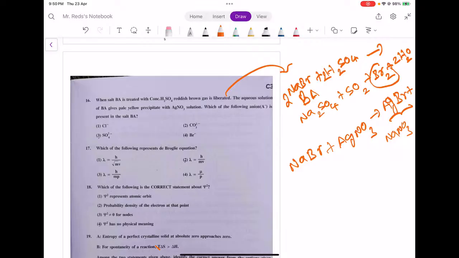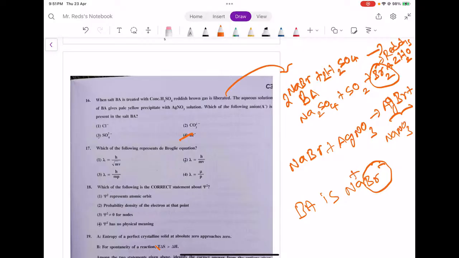And Br2 is liquid. Sorry, no, Br2 is not a liquid here, Br2 is the gas. This is a reddish brown gas. So B is NaBr, Na plus Br minus. What is asked here? Which of the following is the anion A minus? The anion is Br minus. The fourth option is the correct one, students.